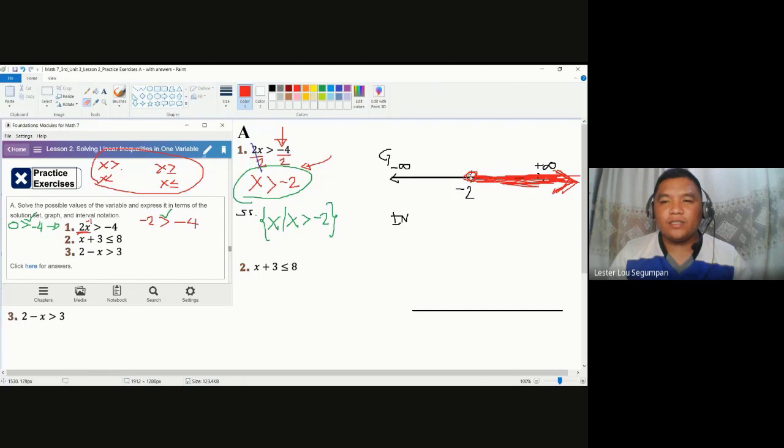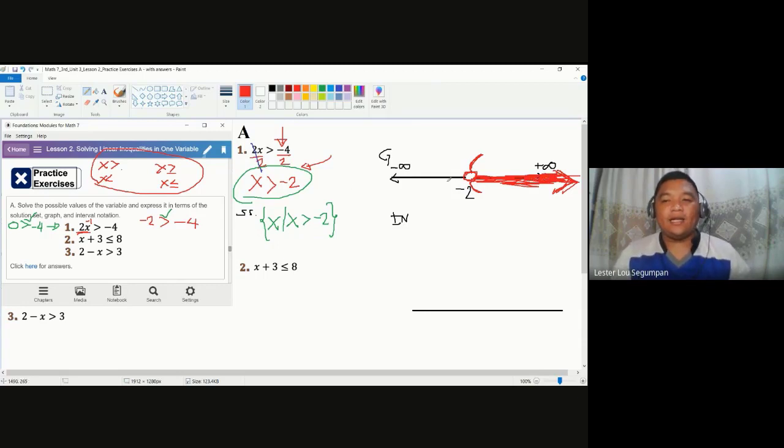Let me remove the shade here. Circular figure, not circle. It's not circle. Circular figure. And then we include a parenthesis to complete it and to help us make our interval notation easier to be understood.